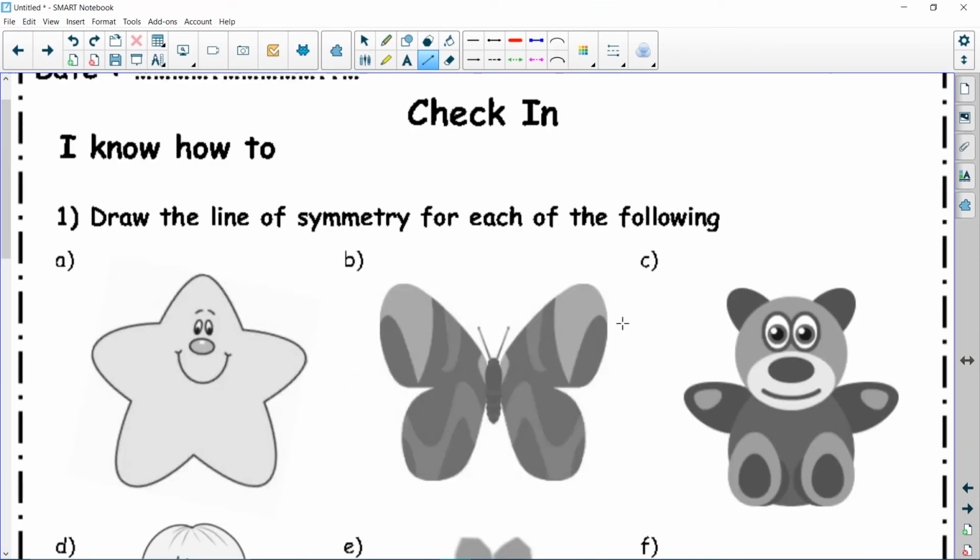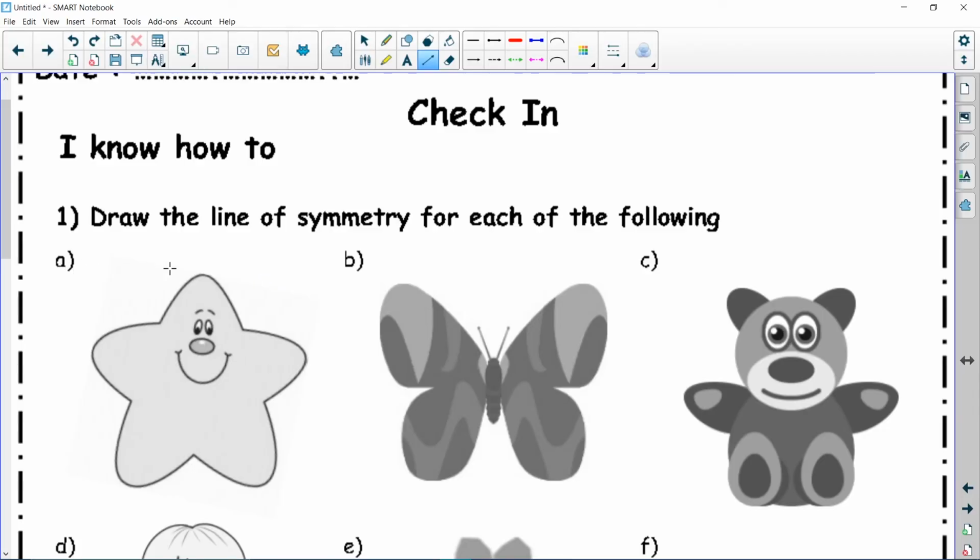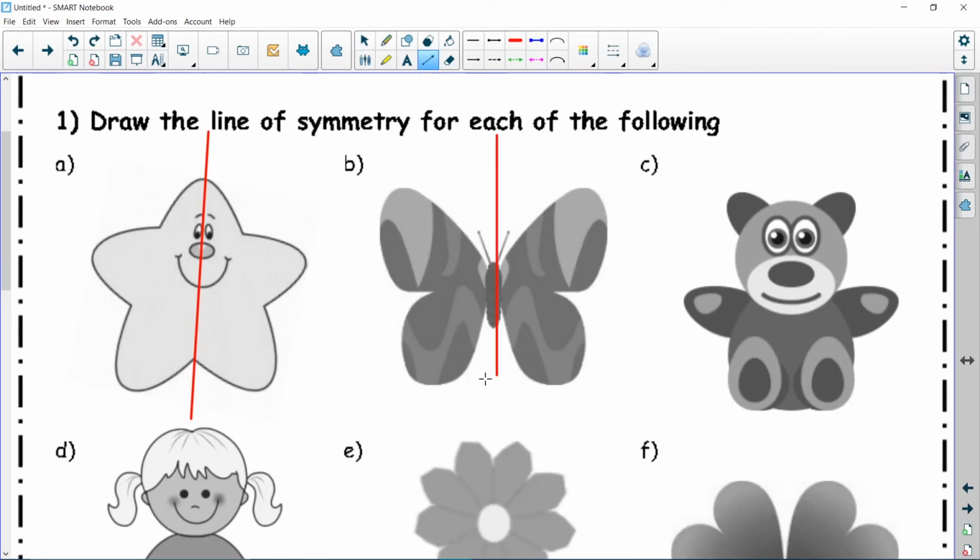Open page 36. Draw the line of symmetry for each of the following. Stop the video and try to solve by yourself. We came back. Number A, the line of symmetry. This line will divide the shape into two equal parts. Like that. This butterfly, I will divide this butterfly from here.